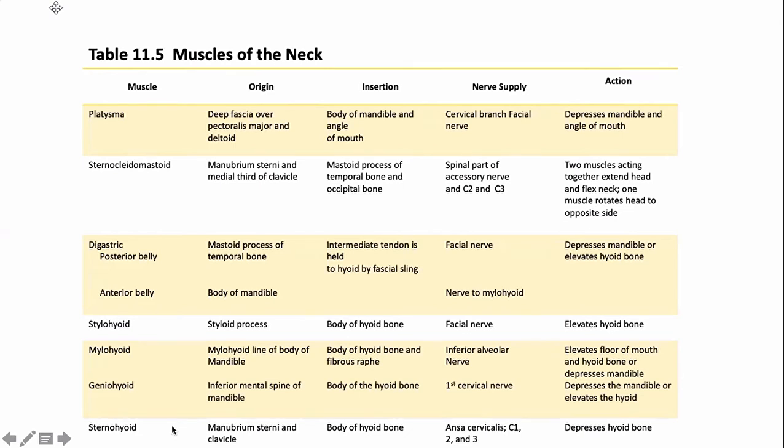The sternohyoid muscle belongs to the infrahyoid group of muscles, or the strap muscles of the neck. Origin is from the manubrium sterni and the clavicle. It is inserted into the body of the hyoid bone. The nerve supply is from the ansa cervicalis, C1, C2, and C3. The action is to depress the hyoid bone.